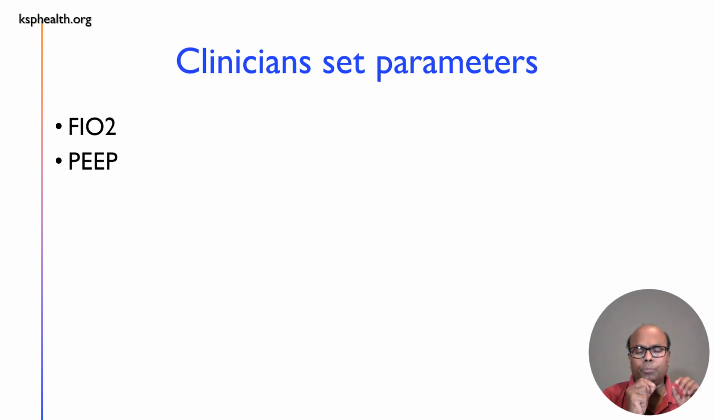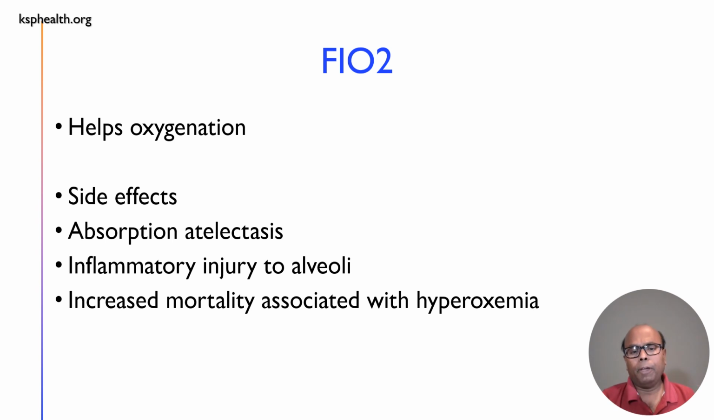So we discussed multiple modes, but the two important parameters in all those modes are set by the clinician or provider. Number one, FiO2, number two, PEEP. Let's talk about FiO2 first, followed by PEEP. FiO2 helps with the oxygenation. It also has side effects. Number one, absorption atelectasis. What does that mean?